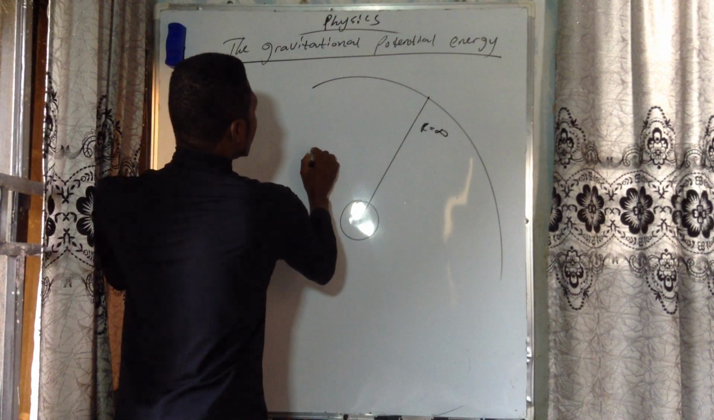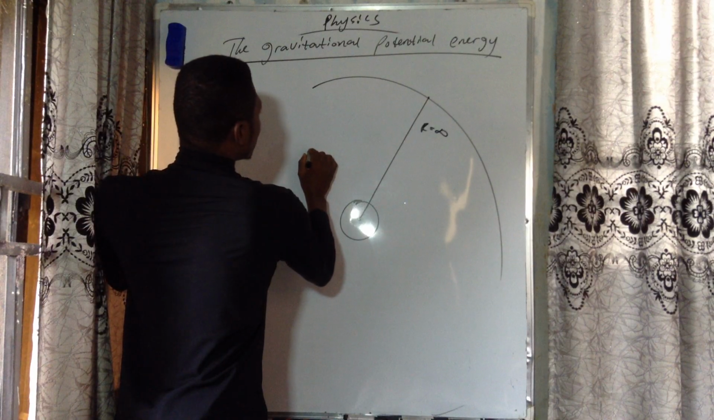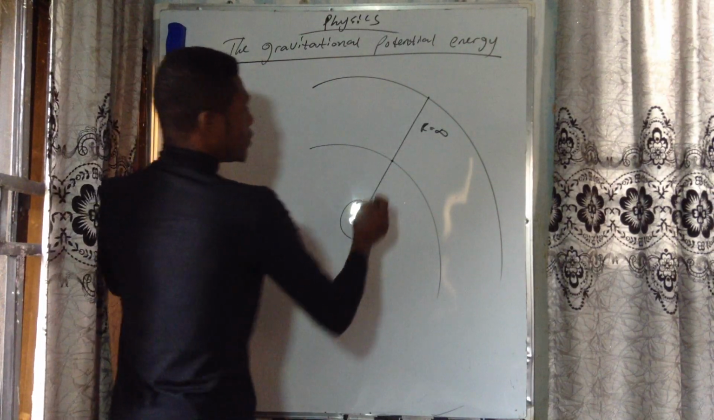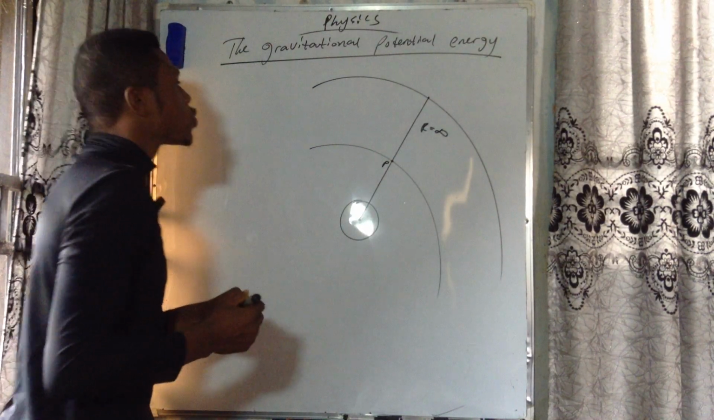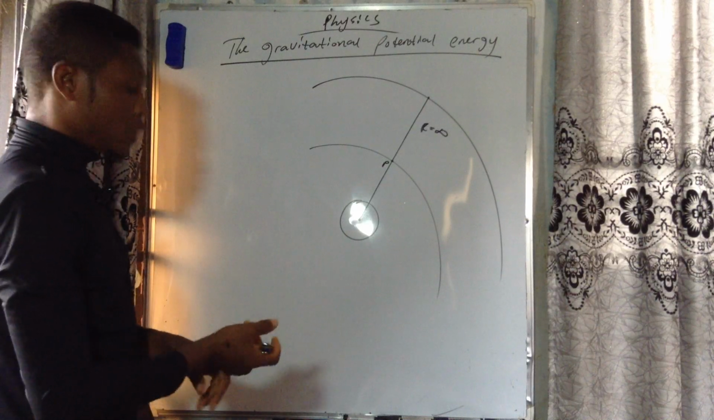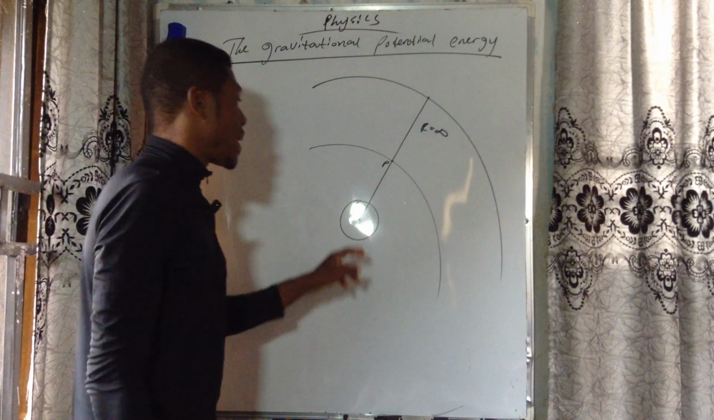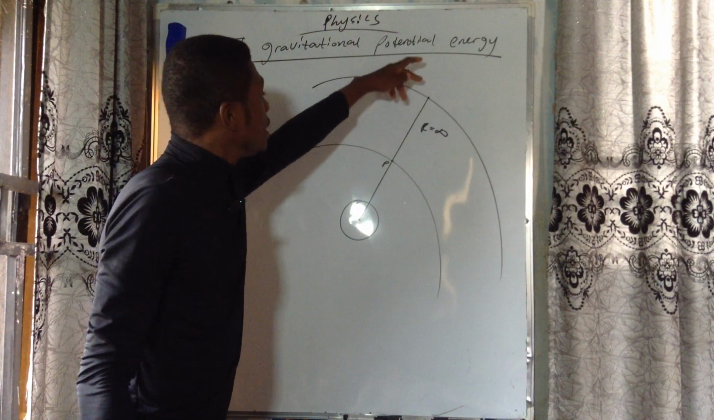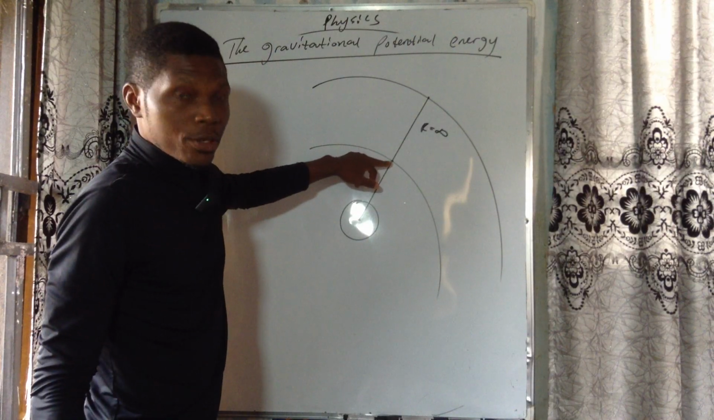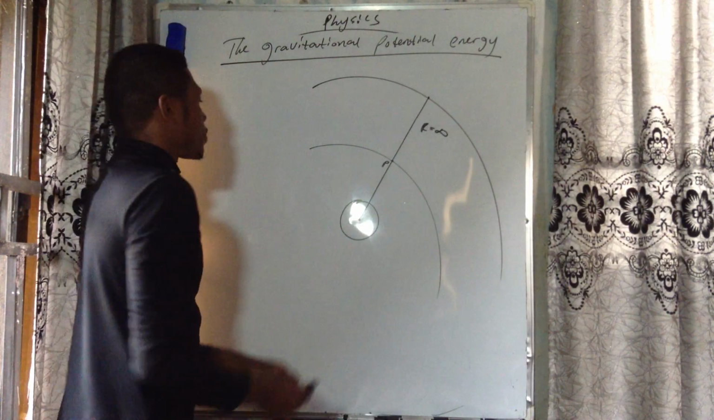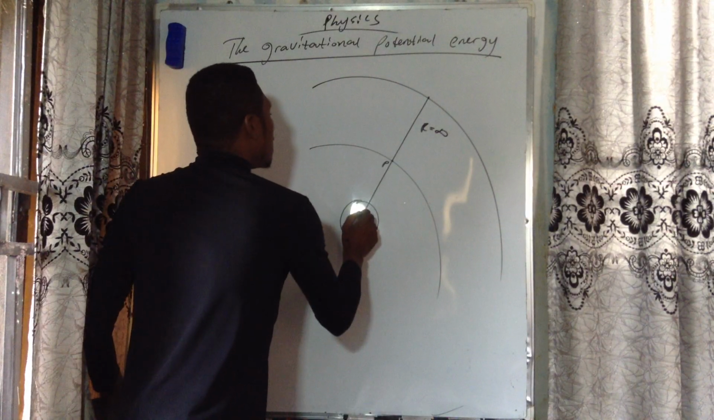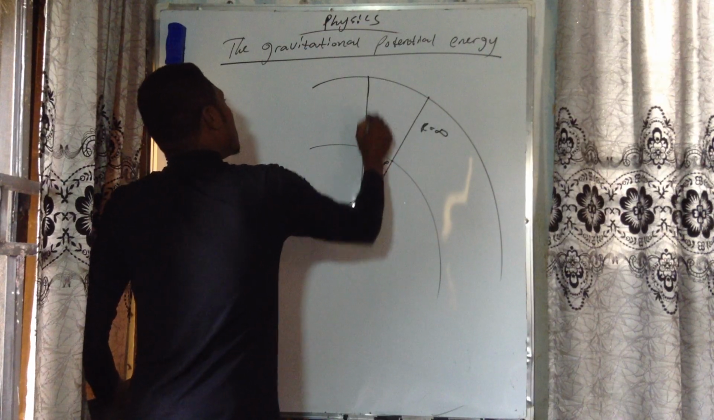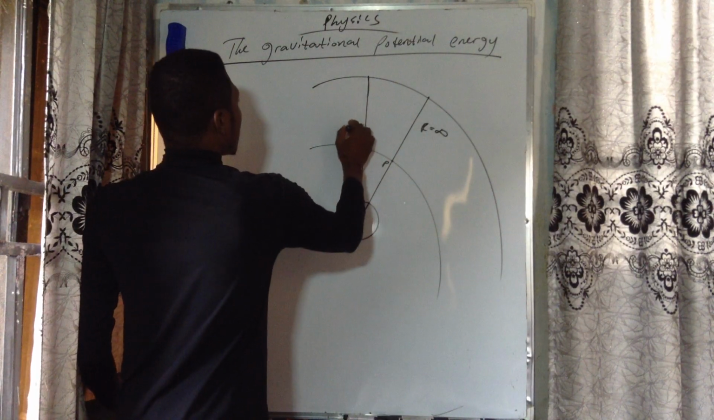So let there be a point in the Earth's gravitational field. This point is P. From the definition of gravitational potential energy, it is the work done by the gravitational field in taking a mass from infinity to this point P. Do you understand? Good. Now, let X be the length from the center of the Earth to here. That is, this is X.